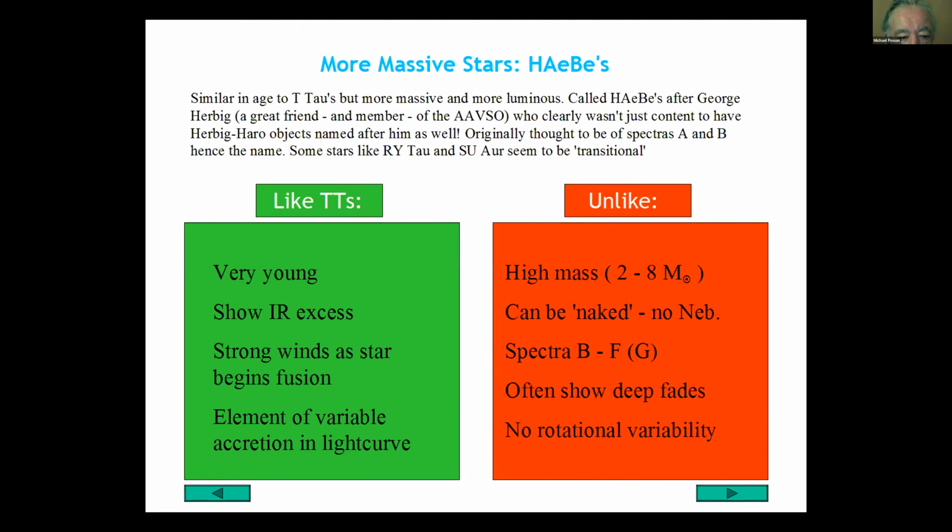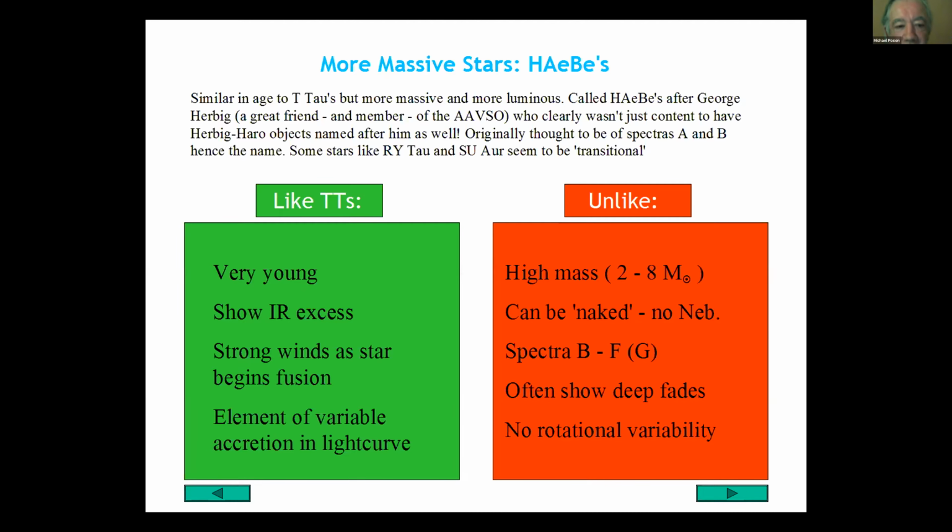Like T Tauri stars, they show an infrared excess. That's an excess of infrared radiation from the circumstellar disk. That's why we get the infrared excess. They also show strong stellar winds, as do the T Tauri stars. And again, they have evidence of clumping in the circumstellar disk as well. And all these things go to provide sometimes very complicated light curves.